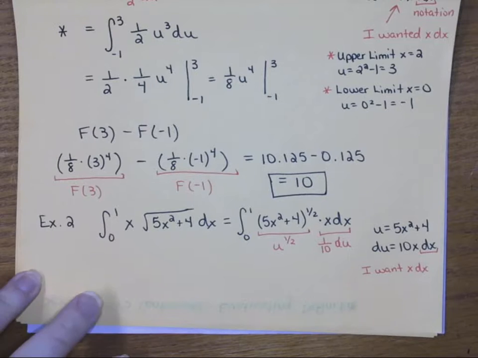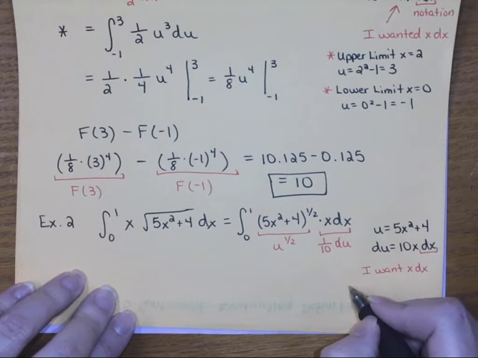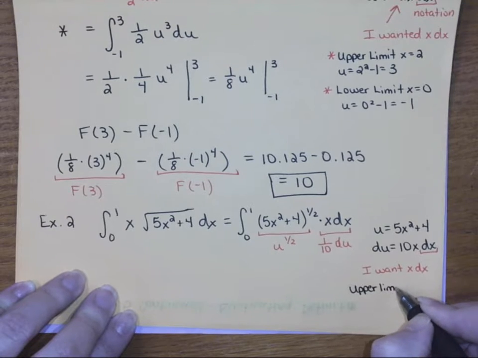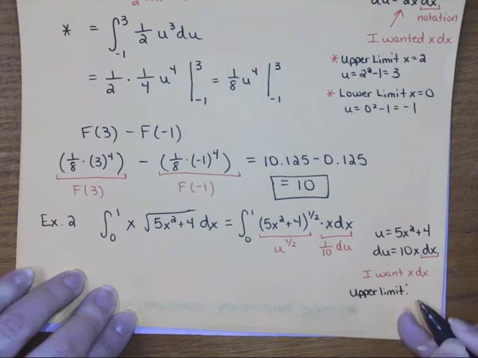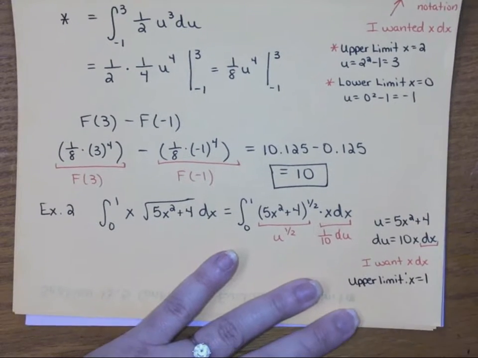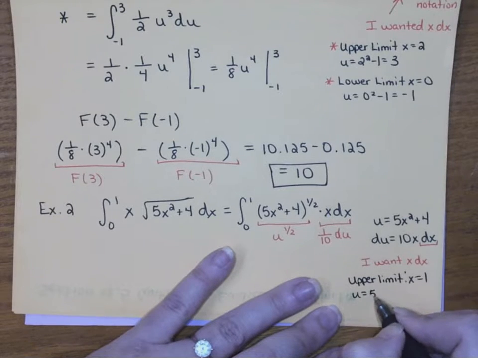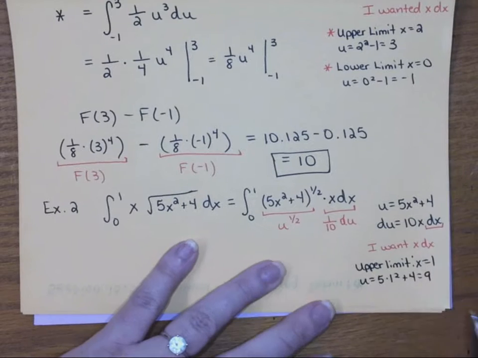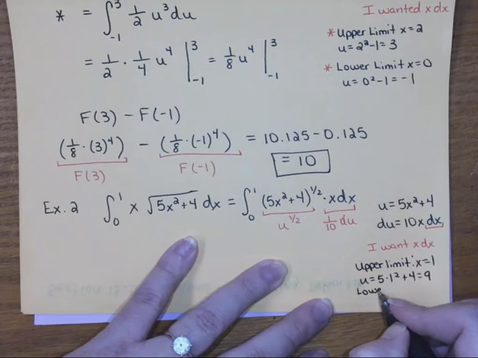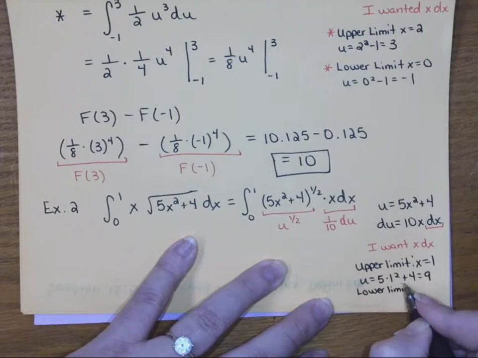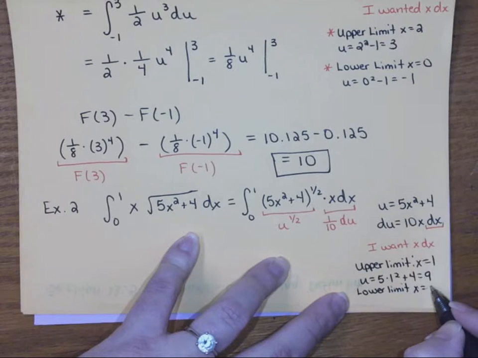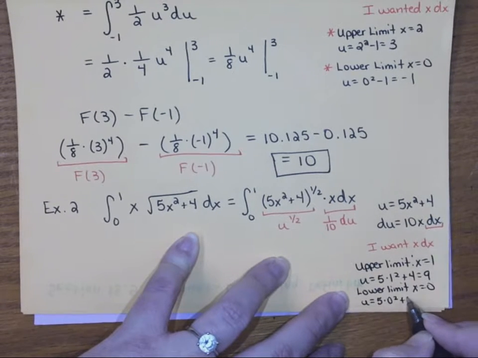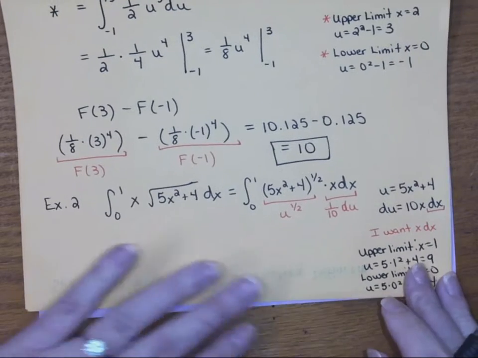Don't forget that you need to change the upper and the lower limits as well. The current upper limit is 1. If you plug that into your u equation, you'll get 5 times 1 squared plus 4, or 9. And the current lower limit is 0. If you plug that in, you get 5 times 0 squared plus 4, or 4.